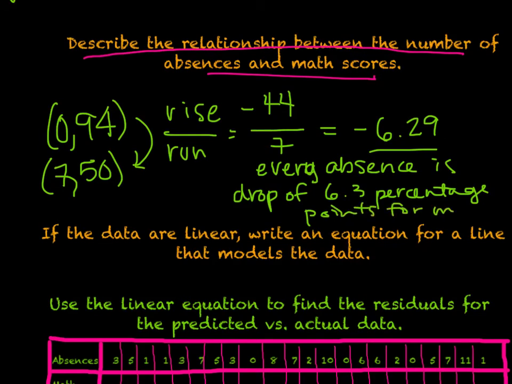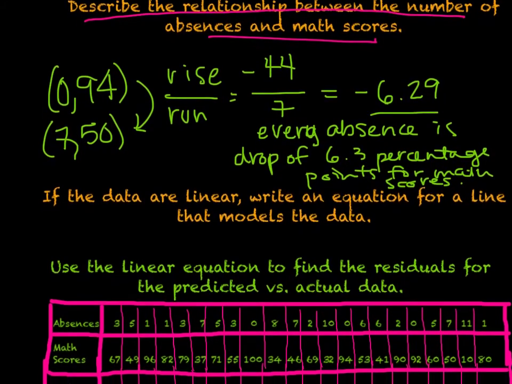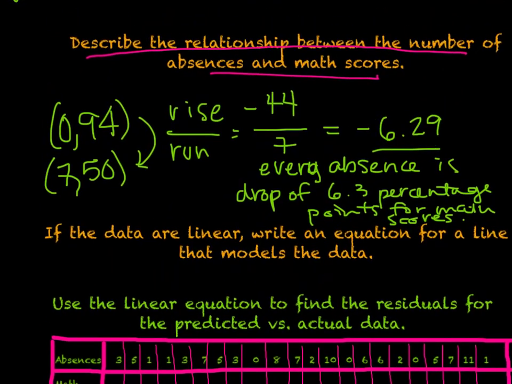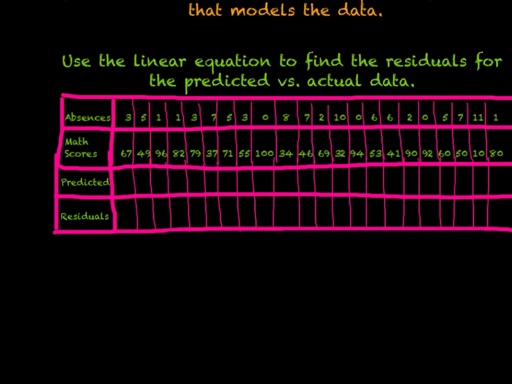For math scores. That's pretty extreme. So using this bit of data, we're going to now look at residuals. We have essentially our equation that we are creating: y is equal to negative 6.3x plus 94. That is our model. So I'm going to rewrite that.